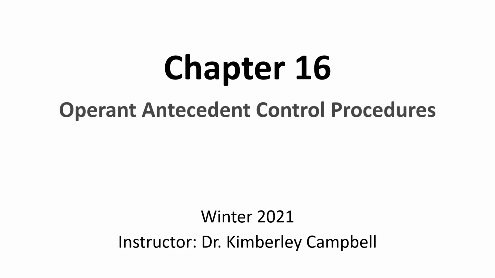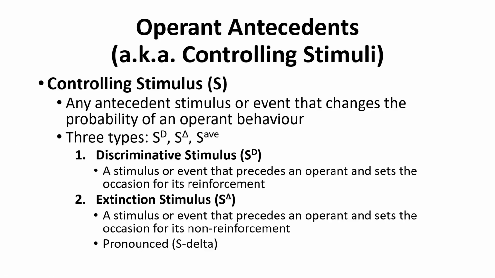In today's lecture, we're going to be covering Chapter 16, where we're going to go over operant antecedent control procedures. So we've actually already talked about antecedent stimuli, things that happen in advance of operant behaviors. But this time we're going to be talking about how we can manipulate them in order to change certain behaviors down the line. But as an official definition, we can talk about operant antecedents or controlling stimuli, and we can talk about them as being any stimuli or events that change the probability of an operant behavior occurring.